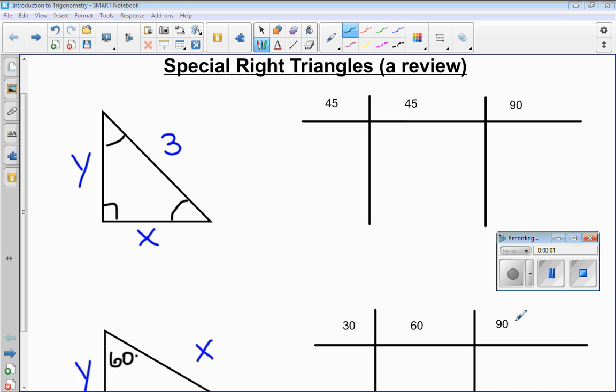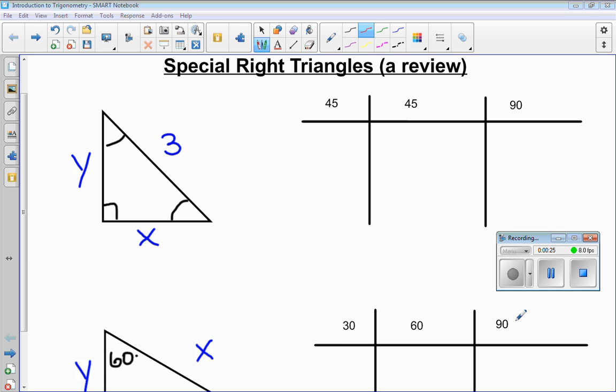There's a different way to solve for x and y here. First of all, what kind of a triangle is this example? Isosceles right. It's our 45, 45, 90 case. If you remember from last Thursday, what was the relationship between the sides? 1, 1, 1 radical 2.